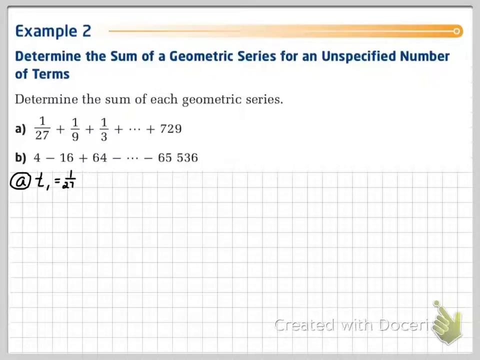So term 1 is 1 over 27. The common ratio has got to be the second term, 1 over 9, divided by the first term, 1 over 27.